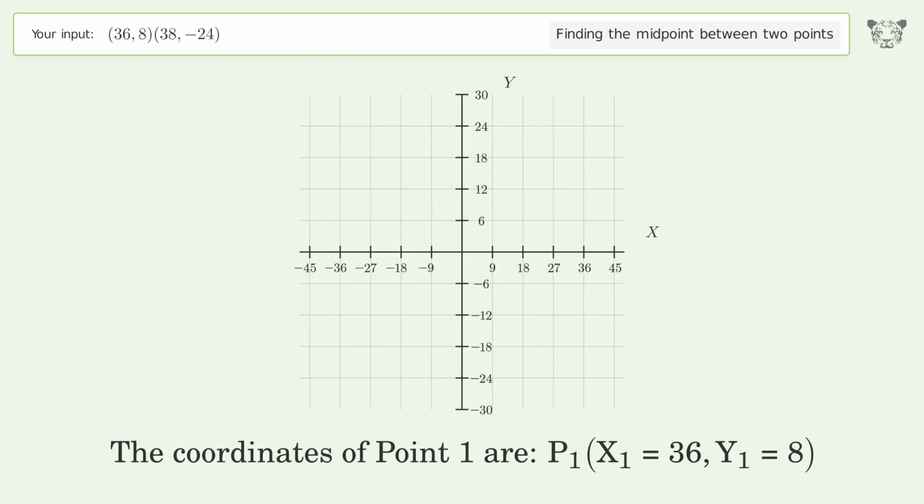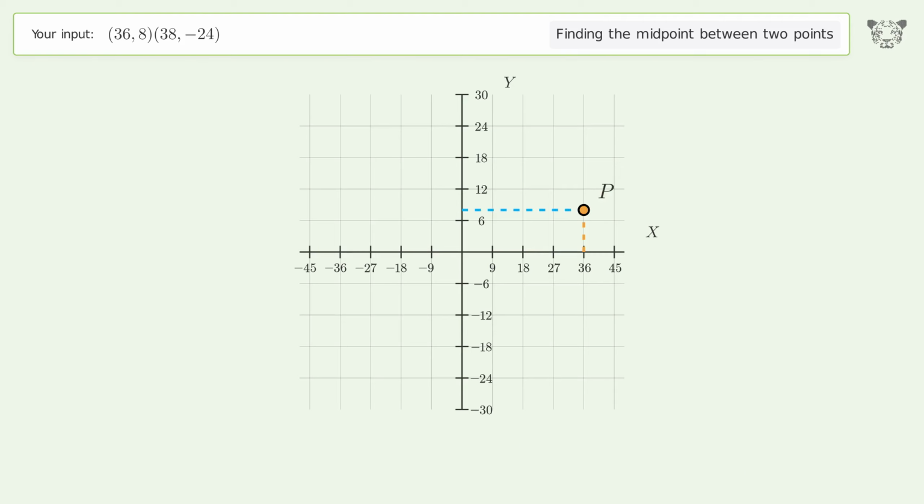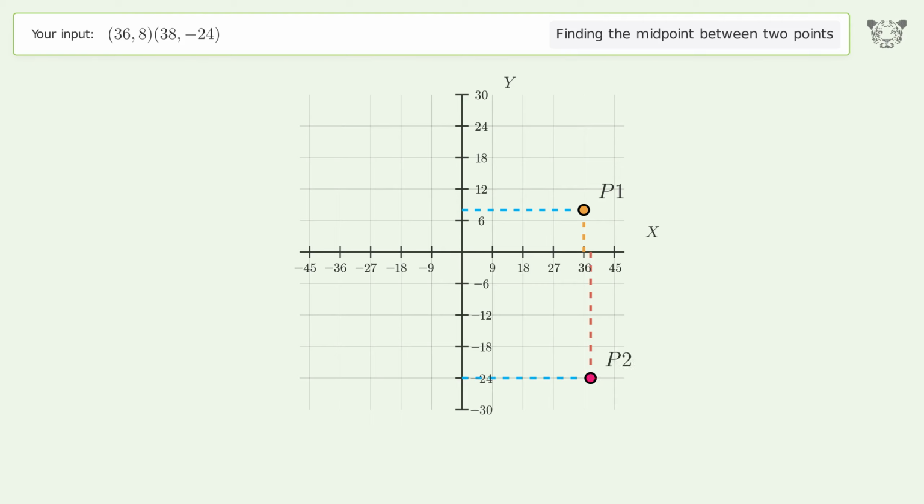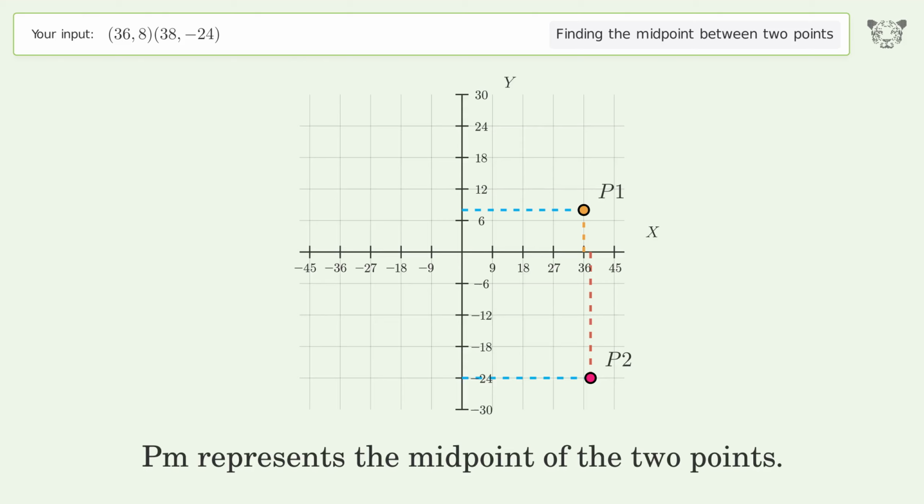The coordinates of point 1 are x1 equals 36, y1 equals 8. The coordinates of point 2 are x2 equals 38, y2 equals -24. PM represents the midpoint of the 2 points.